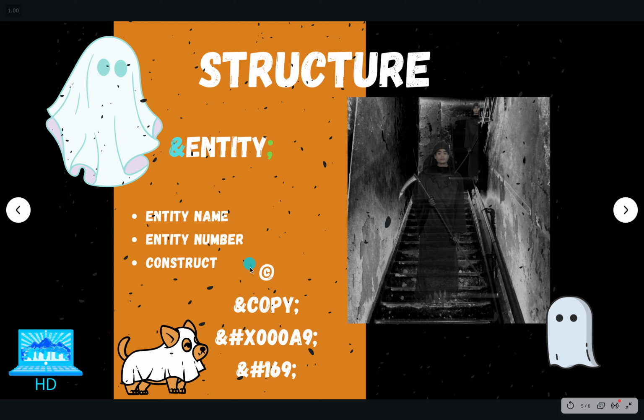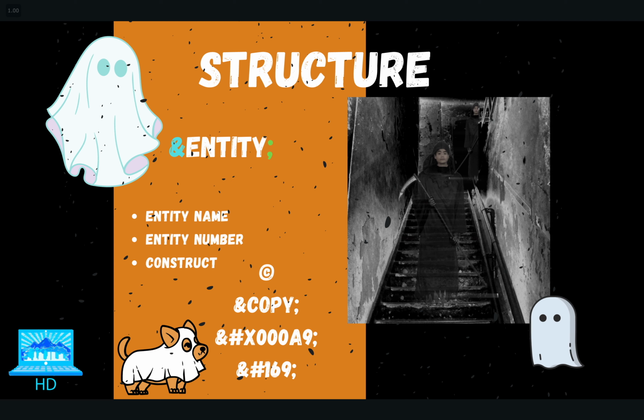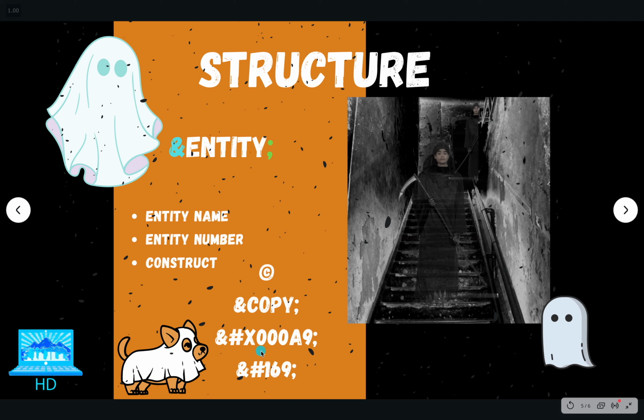And this is a lot better for you to recognize as a copyright symbol rather than just having a C. And there are multiple ways that you can reference an entity. That is going to be with either the entity name, like this one right here, the copy, or the entity number, which is this one right here. There is a bunch of entities and they all have their own unique number. Or it could be a construct, which is going to be a combination of letters, symbols, and numbers too. And they have a certain construct for each entity that you're using.